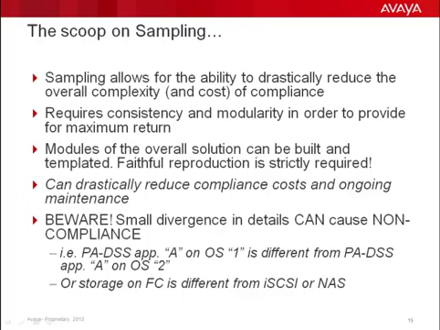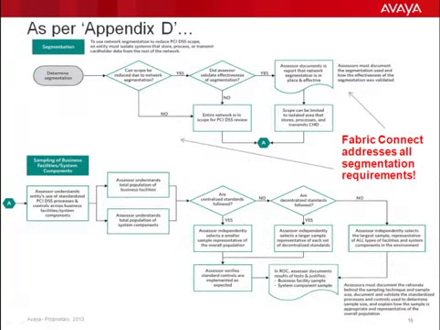As an example, a remote point-of-sale location where suddenly a new operating system is used, or in the case of a data center where a particular data repository is migrated to a different SAN or non-SAN technology. But if it is done properly, sampling and templates can drastically reduce the overall compliance and ongoing maintenance costs.